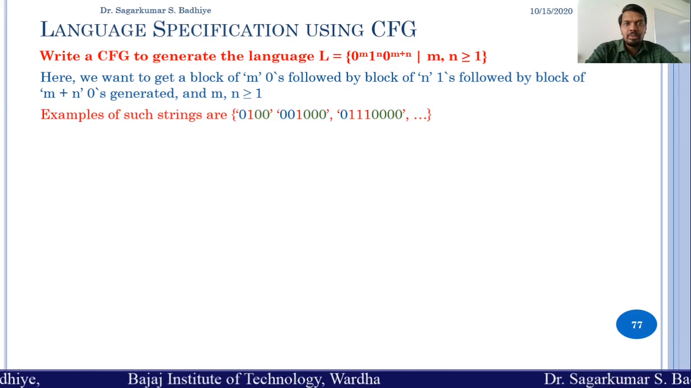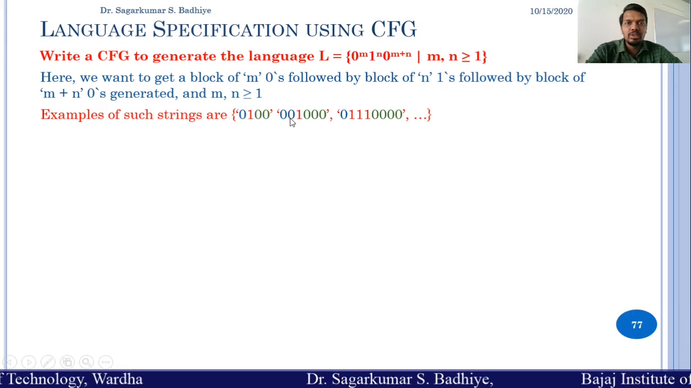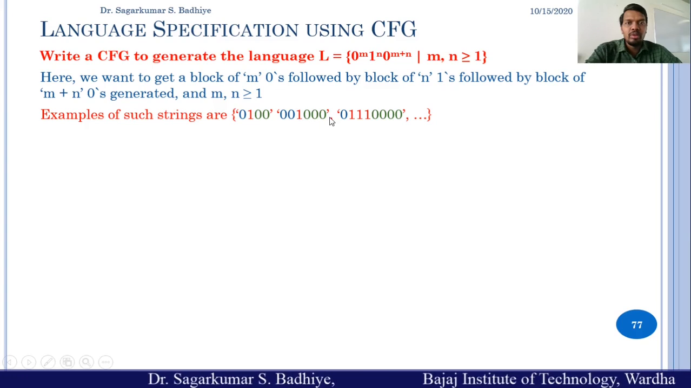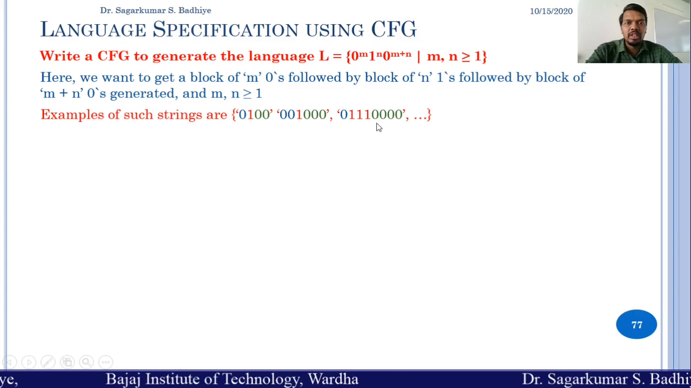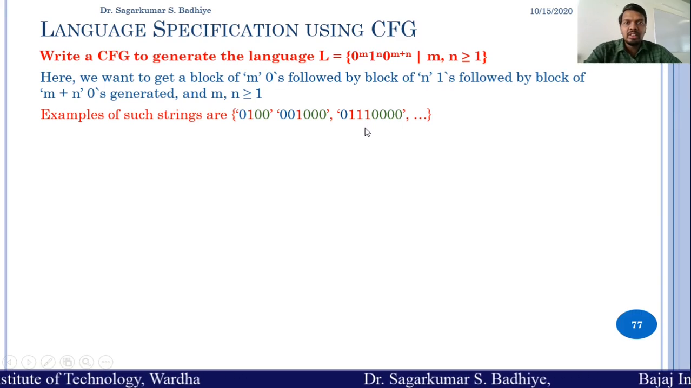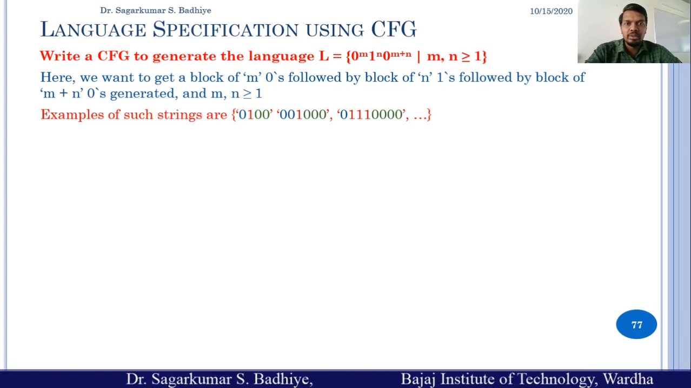The other strings that would be generated by this language would be of the form 0, 0, 1 followed by 3 zeros. This means there are 2 zeros, so m is 2, and one 1, that is n is 1, so it should be followed by m plus n zeros, that is 3 zeros. Similarly, another string in this language can be 0, 1, 1, 1 followed by 4 zeros, that is 0, 0, 0, 0, and so on. So all the strings would follow the pattern, that is m number of zeros followed by n number of ones, which is again followed by m plus n number of zeros, right?